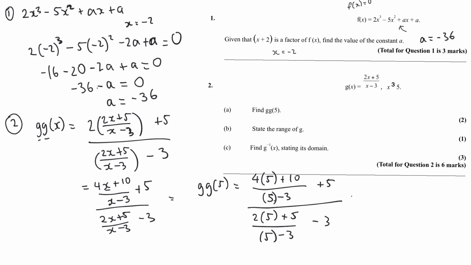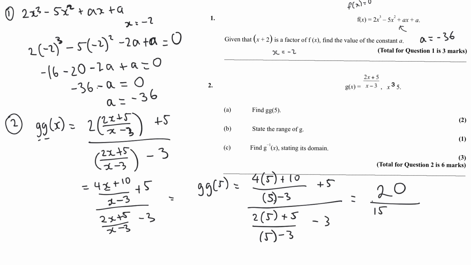So then expand everything, simplify. So 4 times 5 is 20, so 20 plus 10 is 30, and then 5 minus 3 is 2, so 30 divided by 2 would leave you with an answer of 15, and then 15 plus 5 would be 20. Then for the bottom bit, you've got the 2 times 5, which is 10, plus the 5, which is 15. And then, again, 5 minus 3 is 2, so 15 over 2.